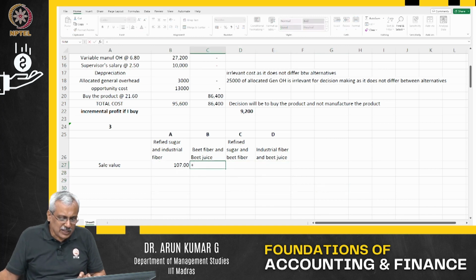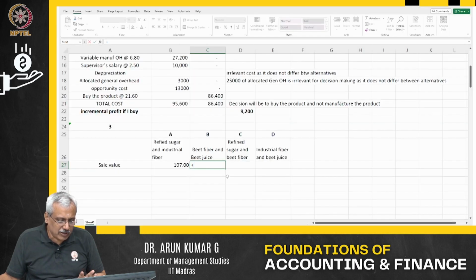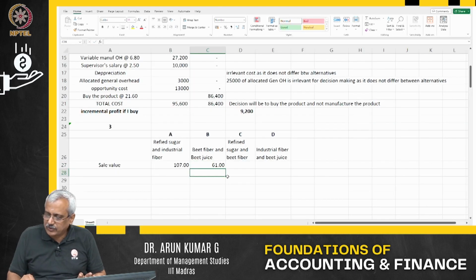If I sell it as beet juice and beet fiber, what is going to be the sale value I am going to get? A batch of sugar costs 51 and 13. The intermediate products can be sold: beet fiber can be sold at $20 and beet juice can be sold at $41. So 20 plus 41, and this is basically the sale value that I am going to have.